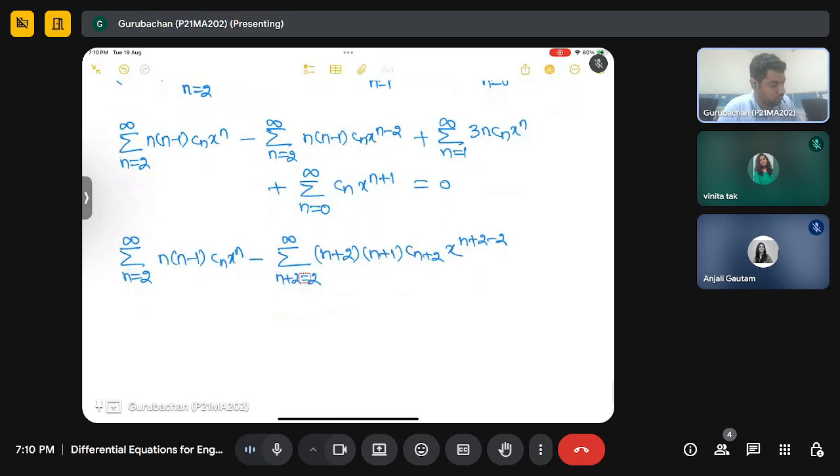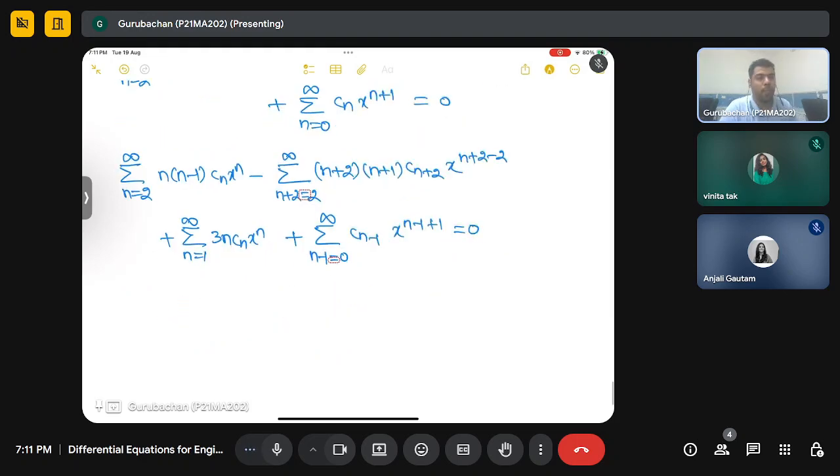In the next expression, we are not going to change anything. It is the summation from n=1 to infinity of 3n Cn x to the power n, plus, here we are replacing n as n minus 1, from 0 to infinity, so it will be Cn minus 1 x to the power n minus 1 plus 1, equal to 0. So now all the powers are x to the power n.